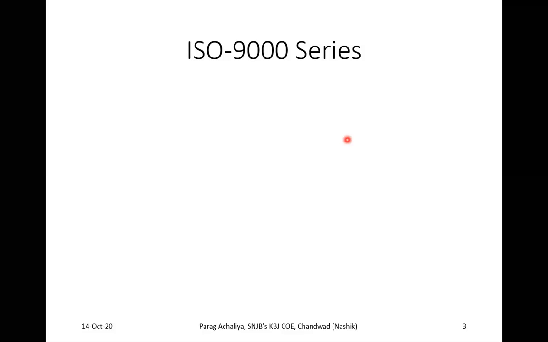If you are going to purchase anything in the market and if you observe it carefully, you will see that an ISO mark is given on that product. So that ISO mark is nothing but this ISO series, the ISO quality assurance system. So it is not specifically for computer applications or software. It will be applicable to any product in the universe.